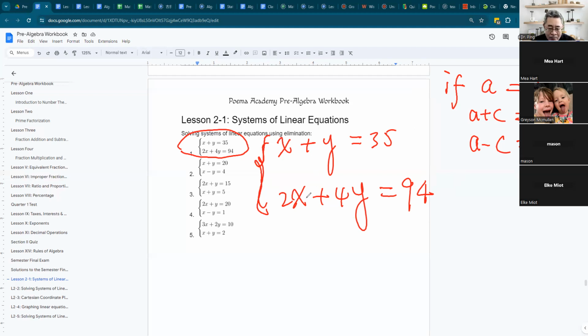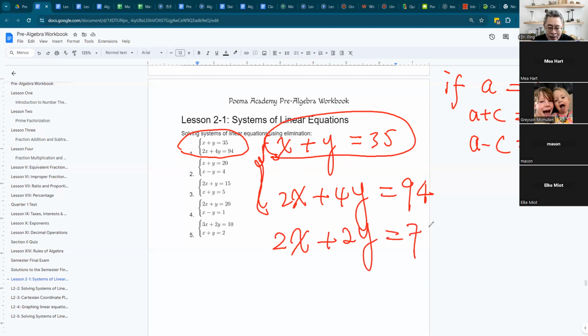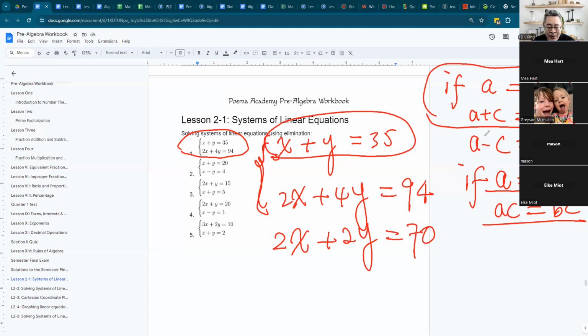Now to get rid of one variable, we can change this one to its equivalent form. So what we're going to do is multiply by 2 on both sides of this equation. So we got 2x plus 2y equals 70. Now, this is this property: if A equals B, then A times C equals B times C. As long as it's an equation, we can multiply the same amount on both sides. Which actually is an application of this rule, because multiplication is basically just adding many times.